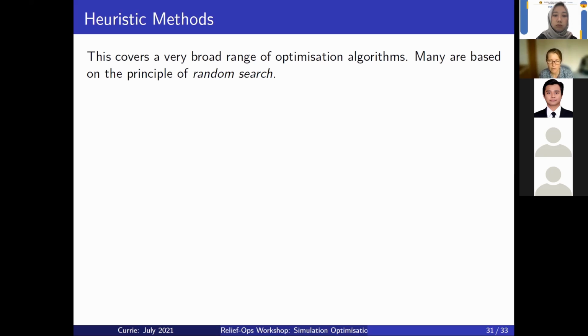It covers a very broad range of optimization algorithms, but most of them that you see in the literature, I think this is fairly true, in simulation optimization, are based on the principle of random search. So you are, in some ways, searching in a structured way through your decision space.